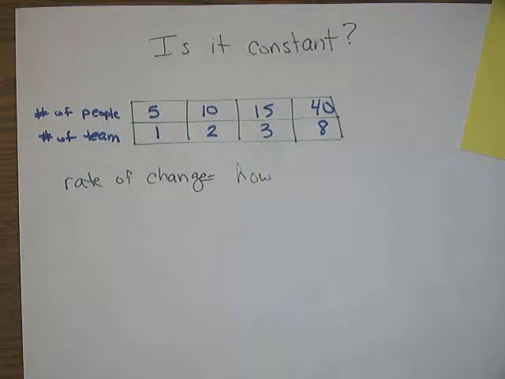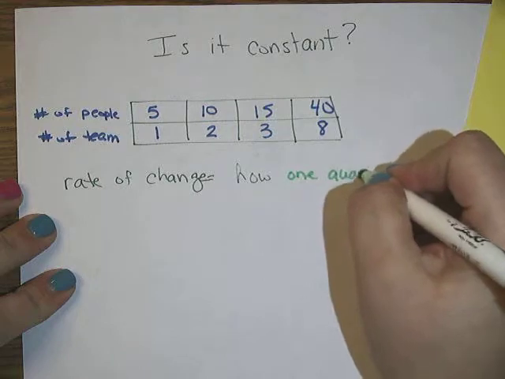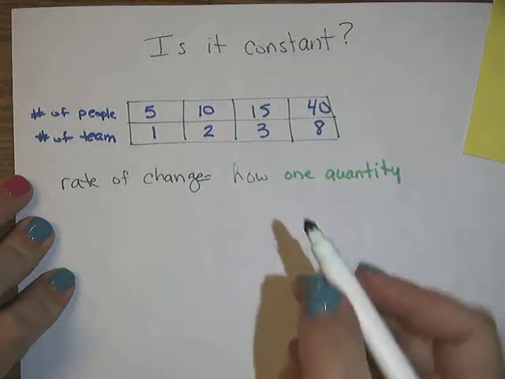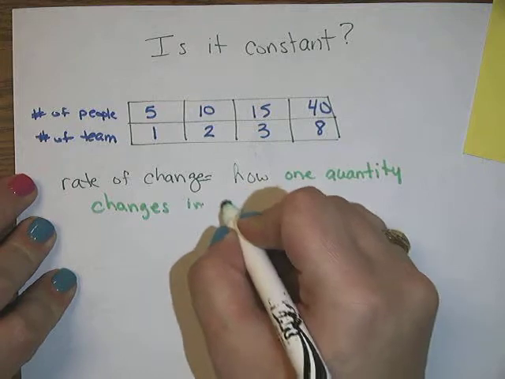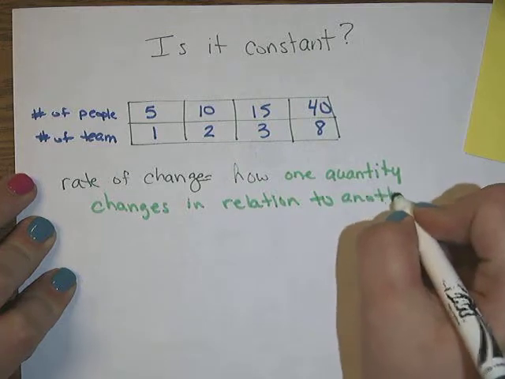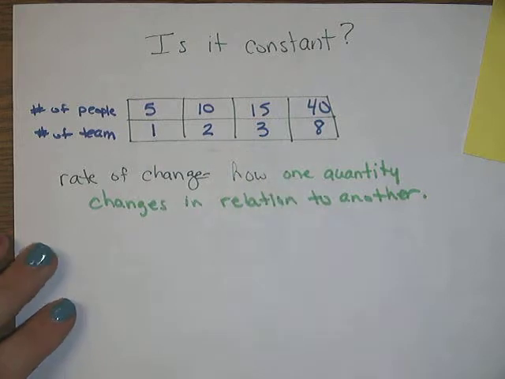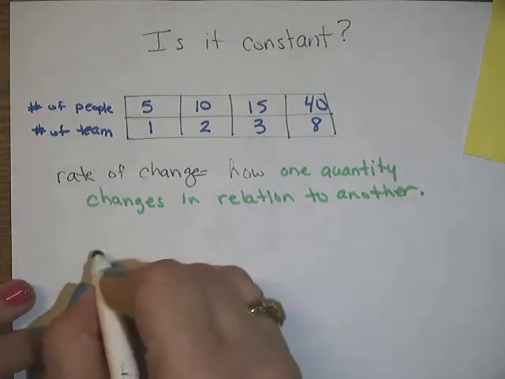How one quantity, a quantity is just a fancy word for what? Number. How one quantity or number changes in relation to another. So we could look at your age compared to mine. Do we change at the same time? Do we change at different times? Here, how does the number of people vary from the number of teams? It's talking about relationships. Okay?